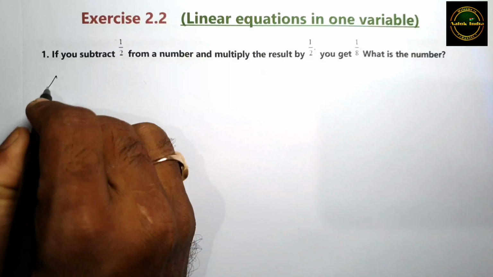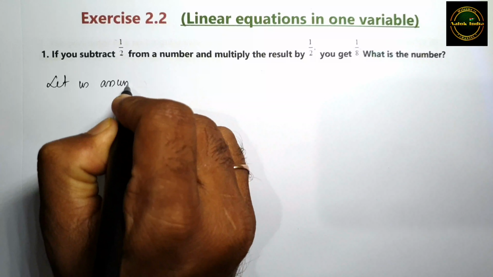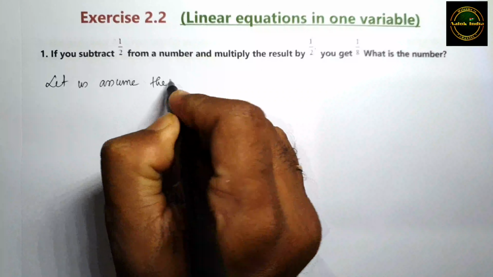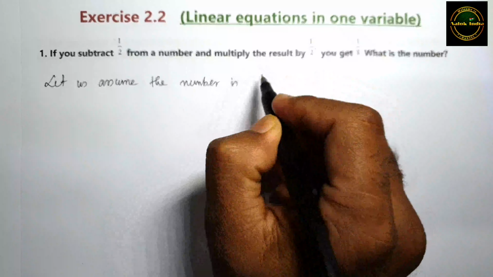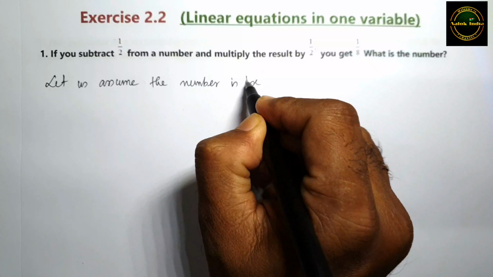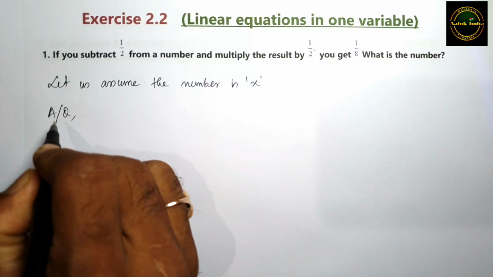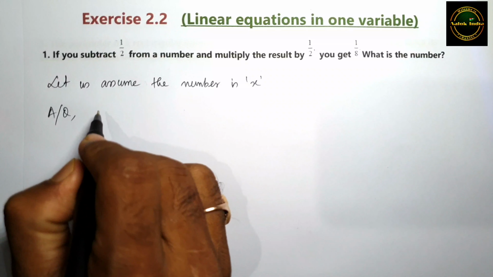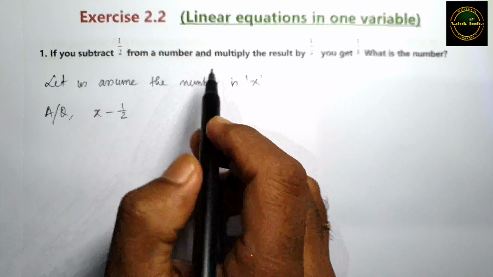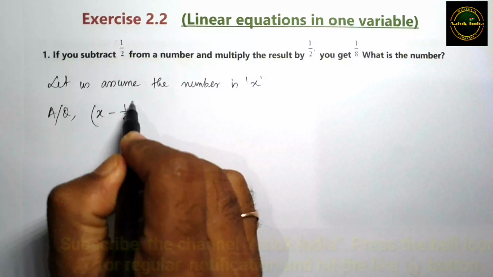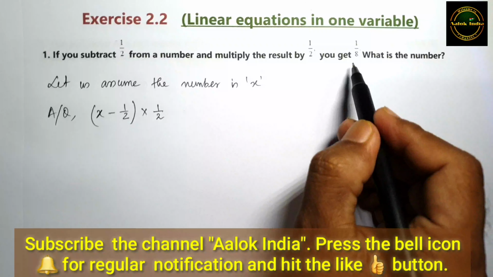So let us assume the number is x. According to the question, they said if you subtract half from that number, that is from x, and if we multiply the result by half, so let us multiply this result by half and we get 1 by 8.